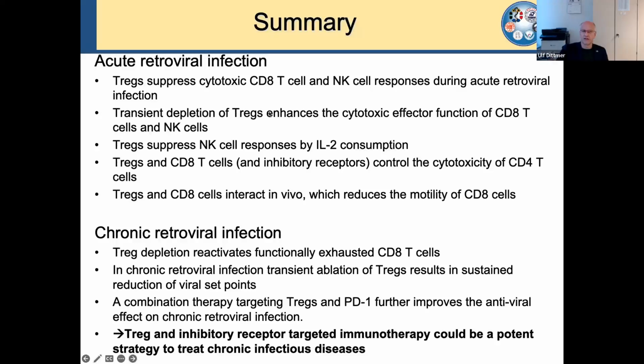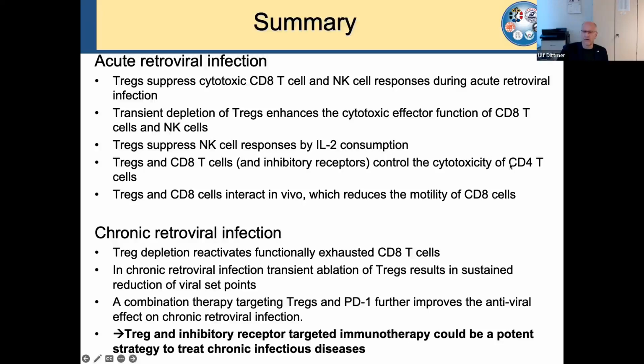Transient depletion of Tregs enhances the cytotoxic effector function of CD8 cells and also NK cells, and you only need transient depletion. We inject the diphtheria toxin, and the Tregs are depleted for about 6 to 7 days and no longer. Then they come back. So Tregs suppress, I didn't show you the NK cell data, but the mechanism here is IL-2 consumption. I talked about that in the general part. So they just take away all the IL-2, and then there's nothing left for the NK cells, and they cannot function anymore.